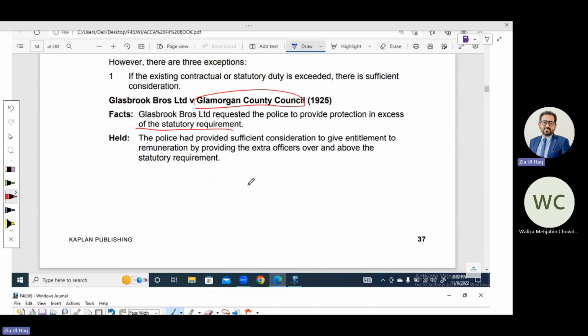If these police persons are providing security more than normal, they can ask for extra remuneration because they are performing something beyond their normal duty, meaning their performance is exceeding their normal contractual duty. So there is consideration. The police had provided sufficient consideration to give entitlement to remuneration by providing the extra officers over and above the statutory, meaning normal, security arrangements.